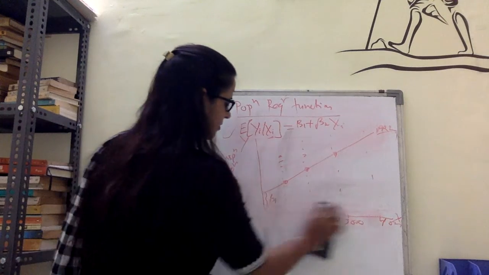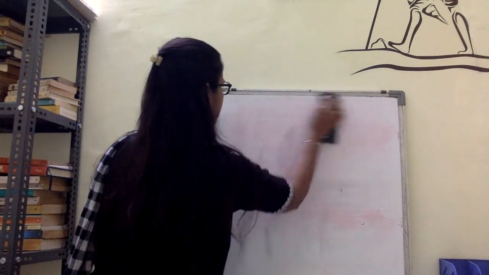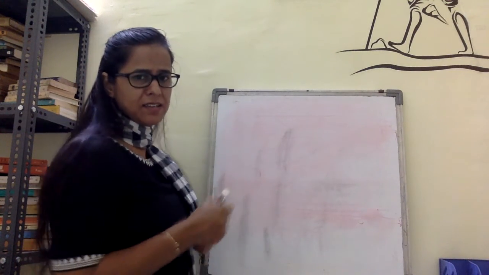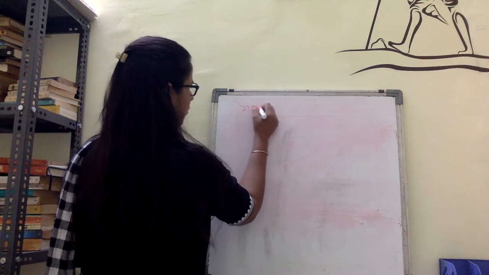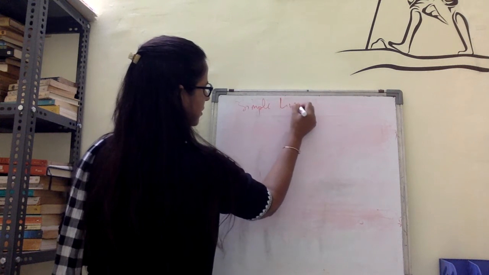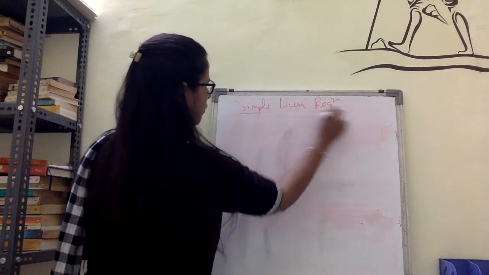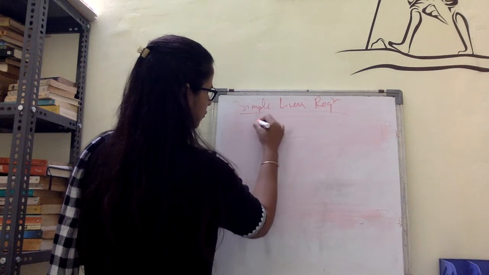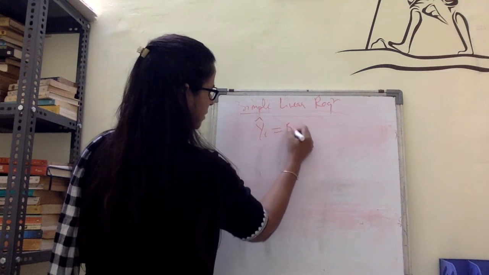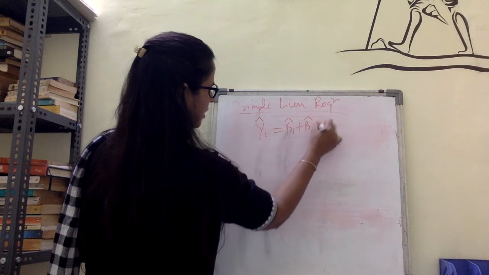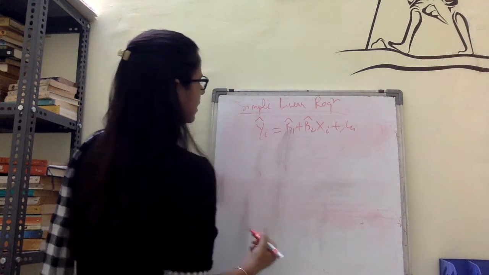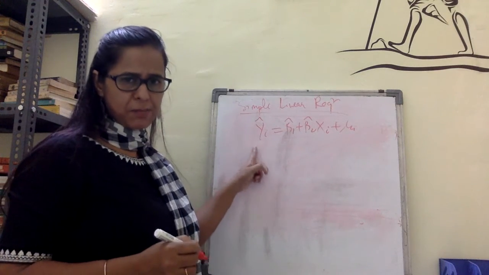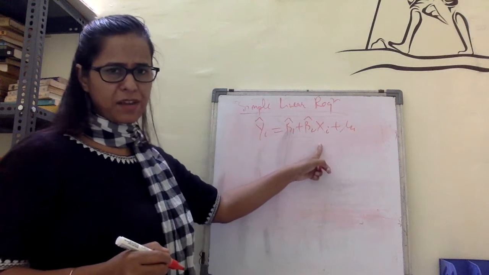Now come to the assumptions part. Again, before understanding the assumptions, let me make you understand this simple linear regression. What is the simple linear regression? First, let me write the regression function: yi is equal to beta 1 hat plus beta 2 xi plus ui. So regression, as I mentioned, is the average value of the dependent variable on some given value of the independent variable. This is regression.